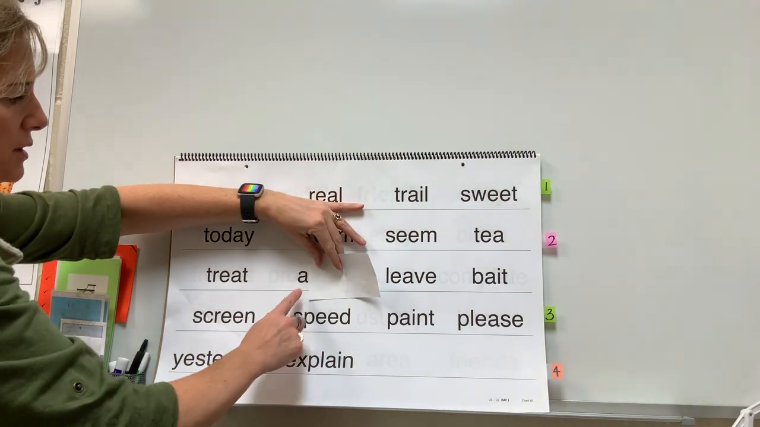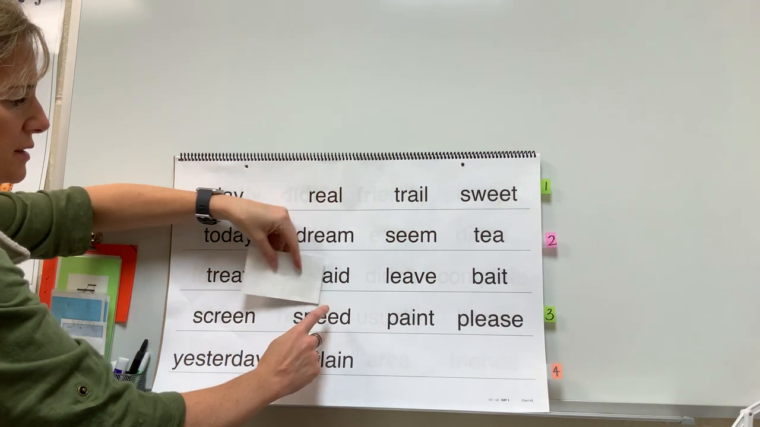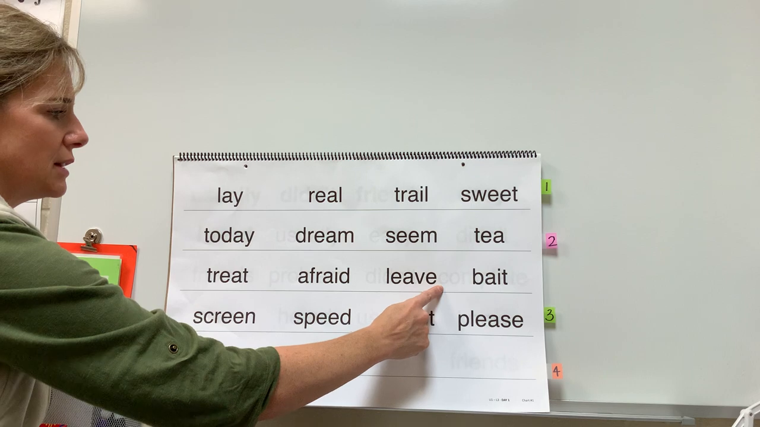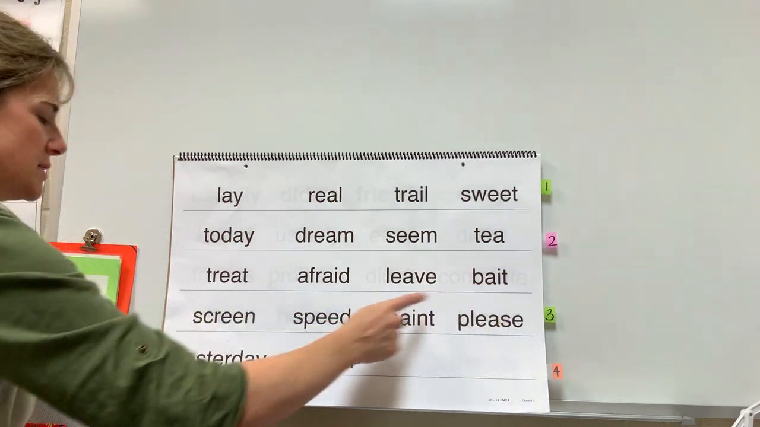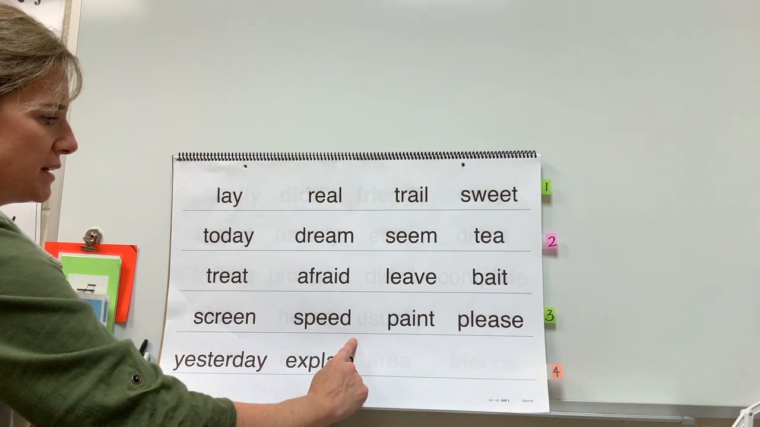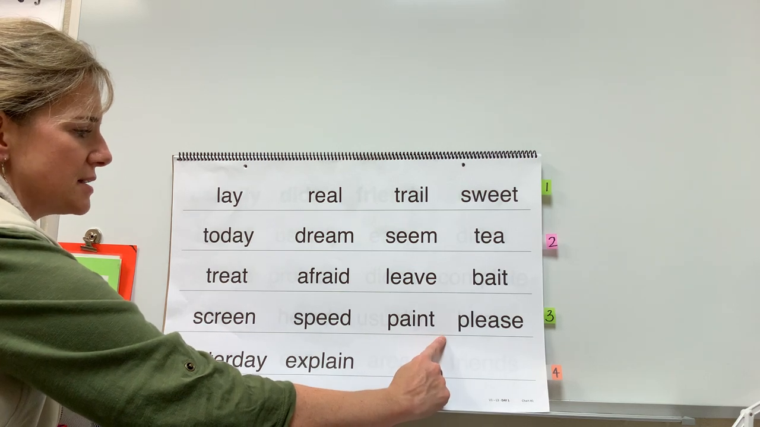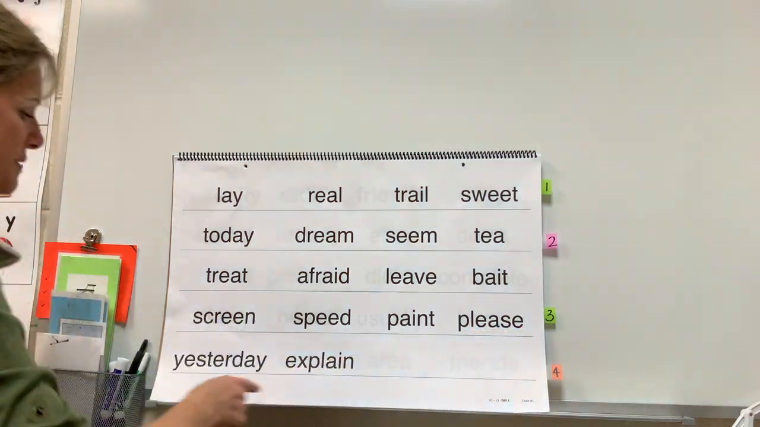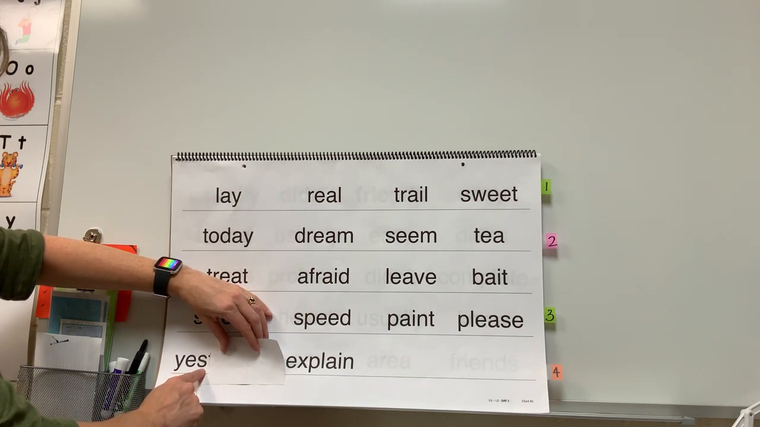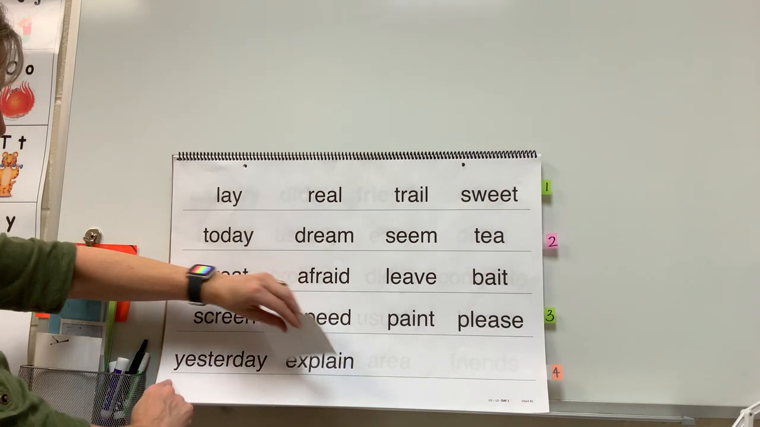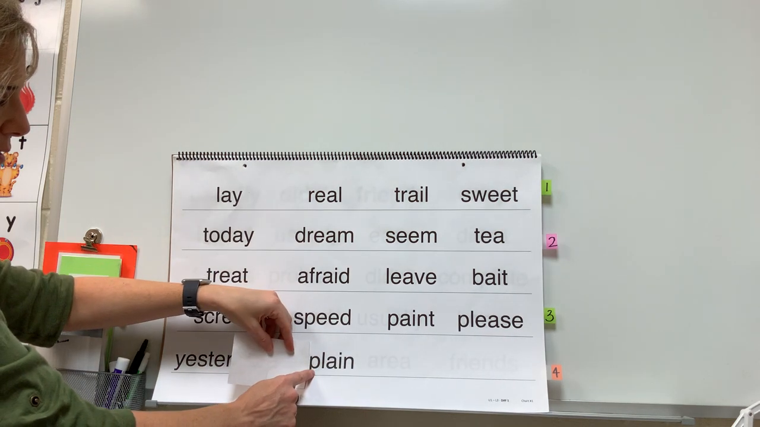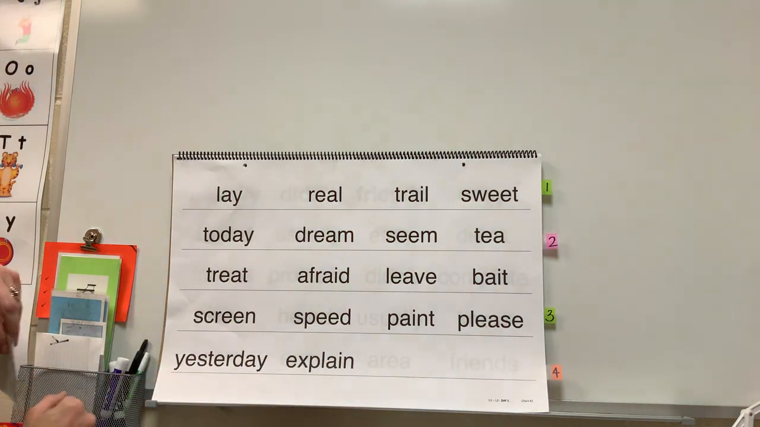This is a two-syllable word. First syllable is a, second syllable, fraid. That word is afraid. Word, leave. Word, bait. Word, screen. Word, speed. Word, paint. Word, please. This is a three-syllable word. Syllable, yes, ter, day. Word, yesterday. Syllable, ex. Syllable, plain. Word, explain.